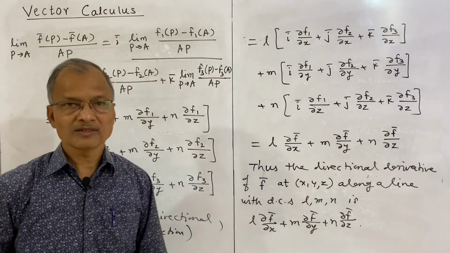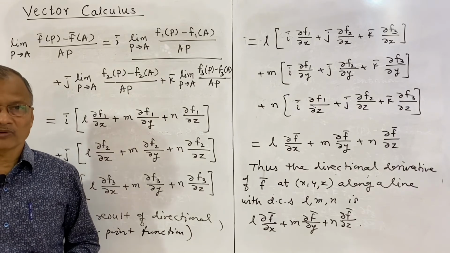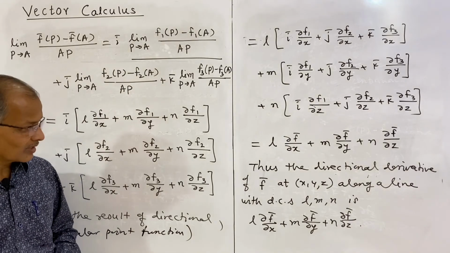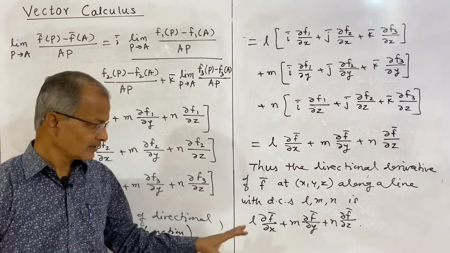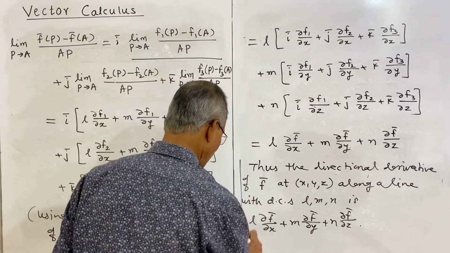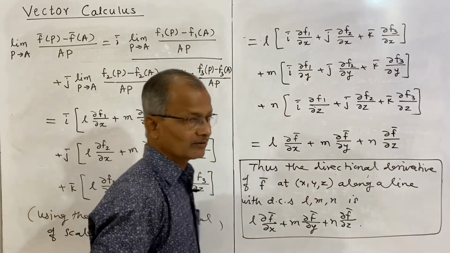So thus in this lecture we have obtained directional derivatives of both scalar point function and vector point function along a line having direction cosines l, m, n, and the results are similar for scalar point function and for vector point function also.